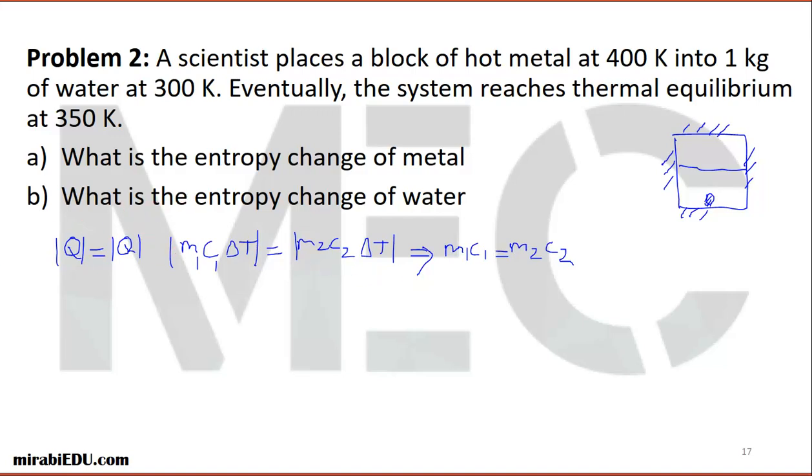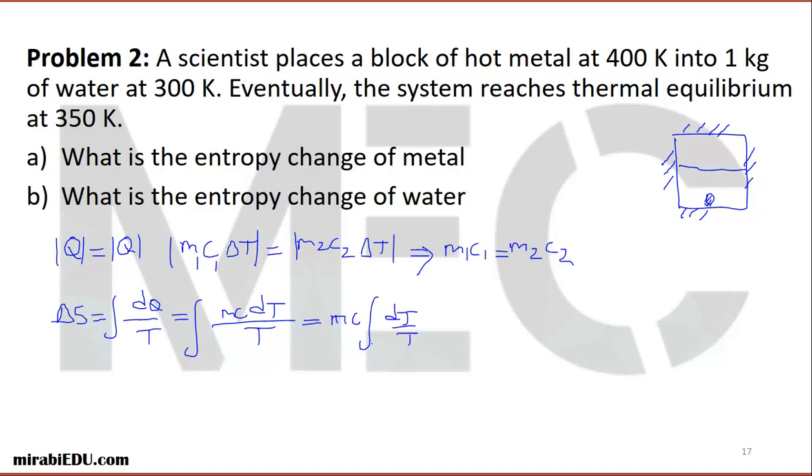Okay. Now, how to calculate entropy change? Entropy change is calculated like this. Delta S is equal to the integral of dq over T. So can I replace dq with mc dT? Yes. So then mc is constant, which is the heat capacity, and we have the integral of dT over T.